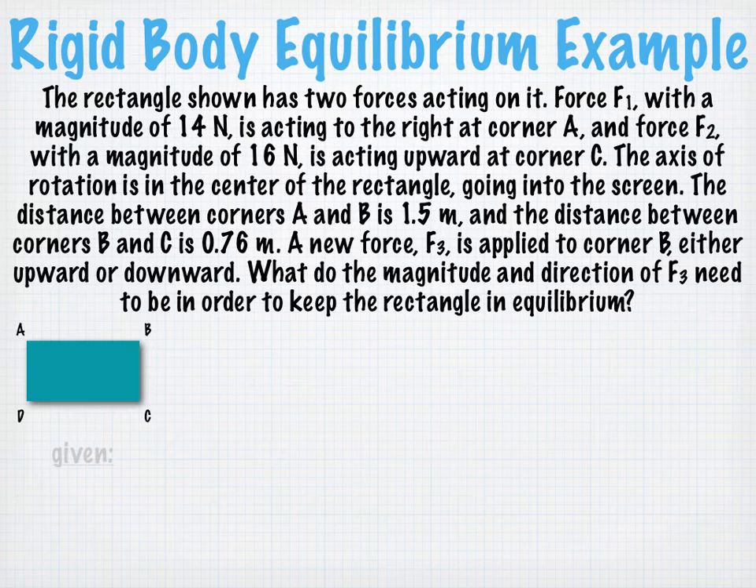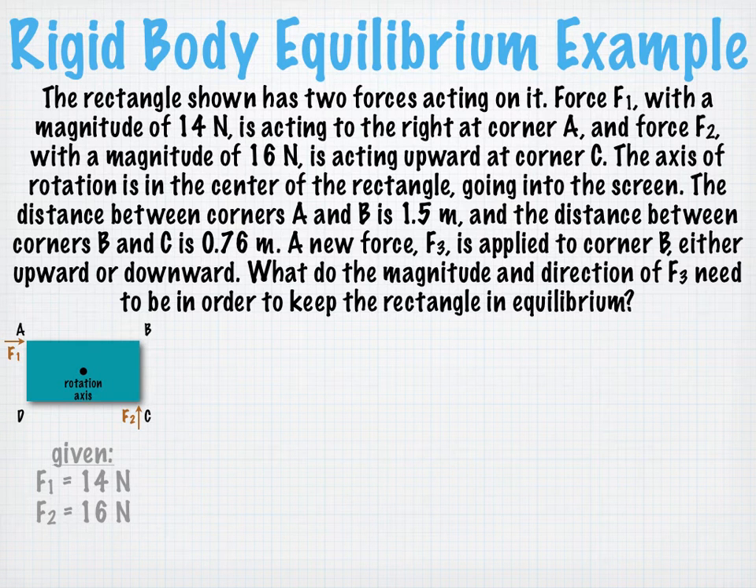Okay, what are we given? We have a force F1 of magnitude 14 newtons acting to the right at corner A. We have a force F2 of magnitude 16 newtons acting upward at corner C. The axis of rotation is in the center of the rectangle.